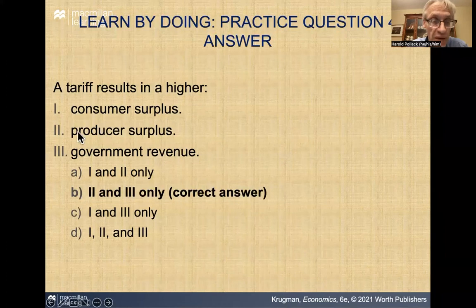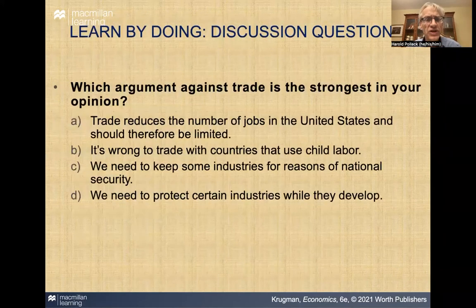Producer surplus goes up because domestic producers now are competing against foreign competitors that are more expensive, and there's the government revenue from the tariff. Government revenue from the tariff tends to be kind of small, but it's there. Okay. Now, which argument is the strongest in your opinion? This, by the way, has no obviously right answer.